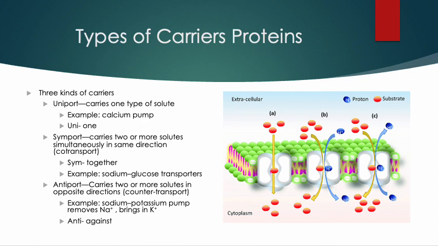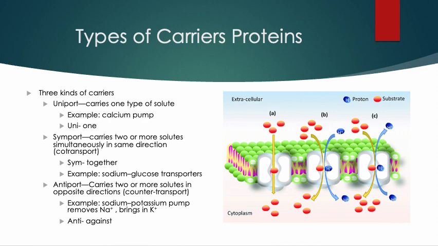An antiport can carry two or more solutes in opposite directions. So anti means like against, right? So an antiport can carry two solutes in opposite directions. One could be going into the cell and one could be going out of the cell, all at the same time. An example of that is a sodium-potassium pump. When the sodium goes out, the potassium comes in. They go opposite directions. That's an antiport carrier protein.